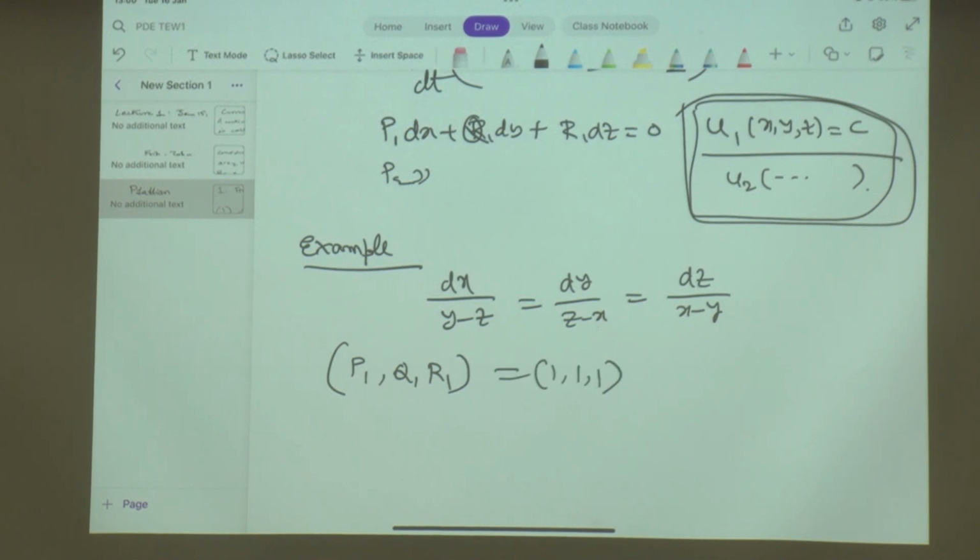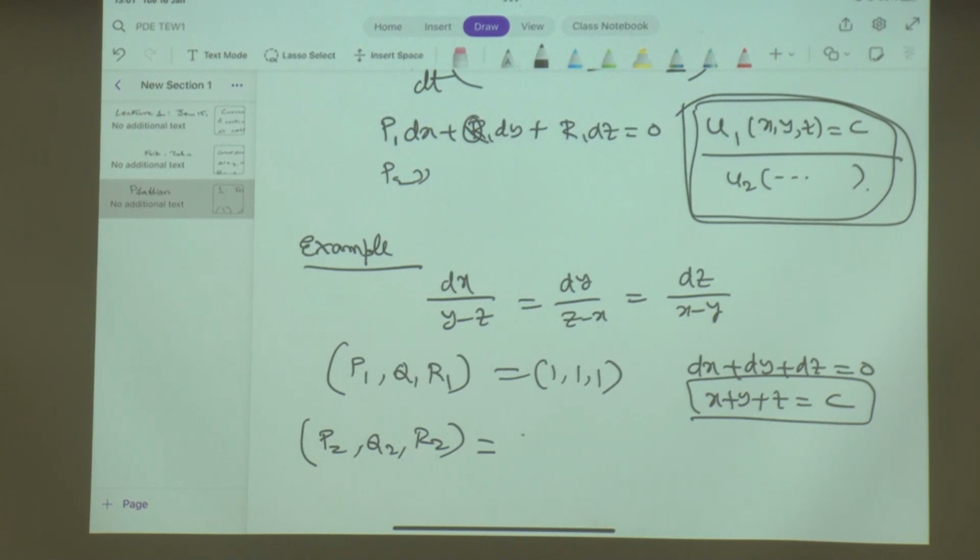Okay? Then the equation I am thinking of is dx plus dy plus dz equal to 0, and the solution for this is x plus y plus z equal to constant. So this is one of them, u1. Now think of another one. Think of something which is simple.